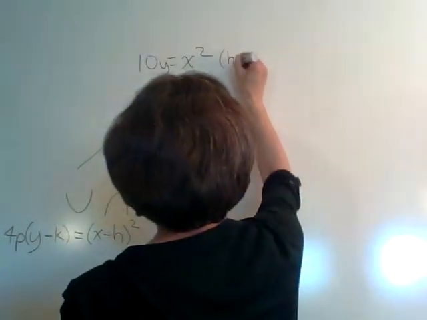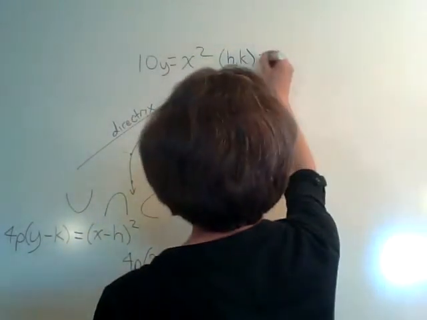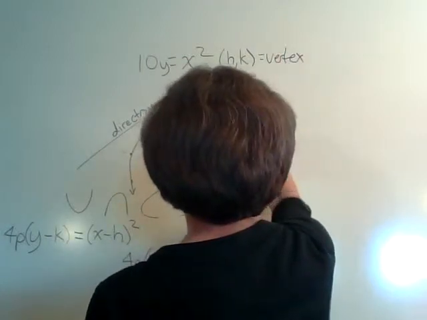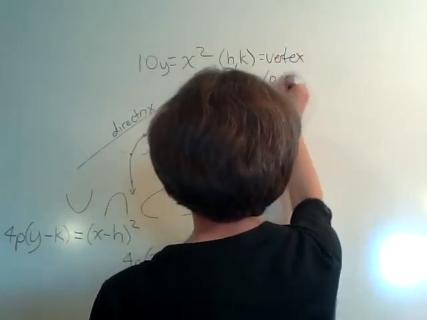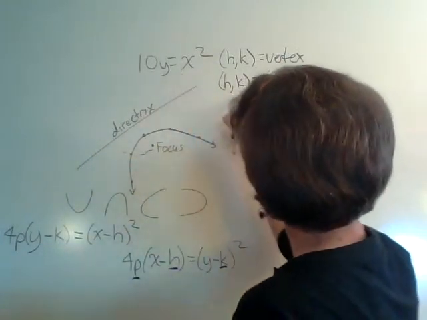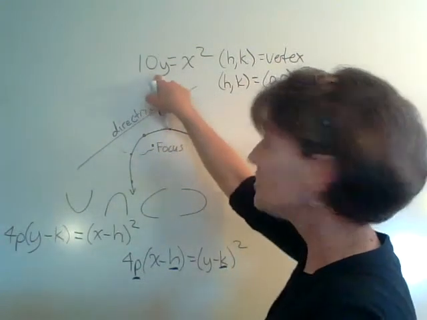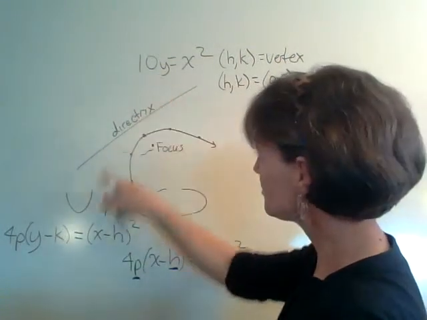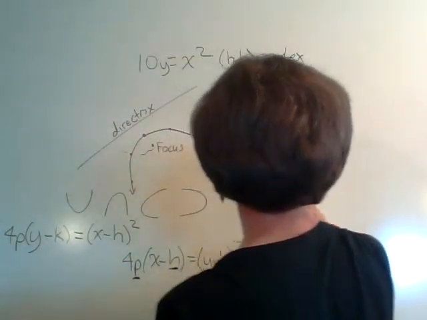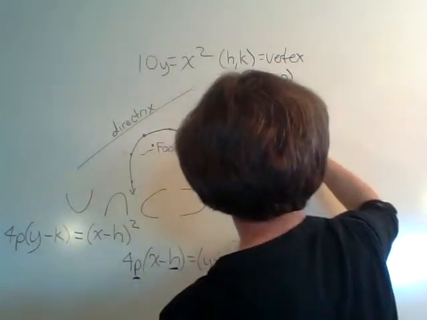So hk, which is my vertex, for this parabola, hk is 0, 0. All right, now, so I have hk, my vertex is 0, 0. Because this 10 is positive, we know that this opens up. So already I can sketch a general curve of my parabola. The vertex is at 0, 0, and it's going to open up.